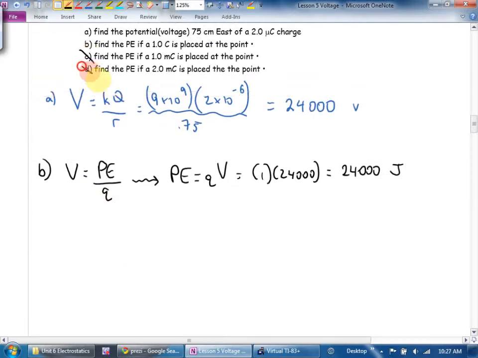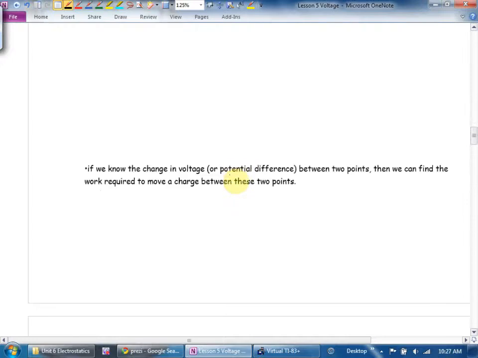If I wanted to find the potential energy on a 1 millicoulomb charge, I'd put a 1 times 10 to the negative 3 right there. If I wanted to find the potential energy on a 2 millicoulomb charge, I put a 2 times 10 to the negative 3 right there. If we know the change in voltage, what's change in anything? It's also called the potential difference, final minus initial, between 2 points. Then we can find the work required to move a charge between these 2 points. Example 4.